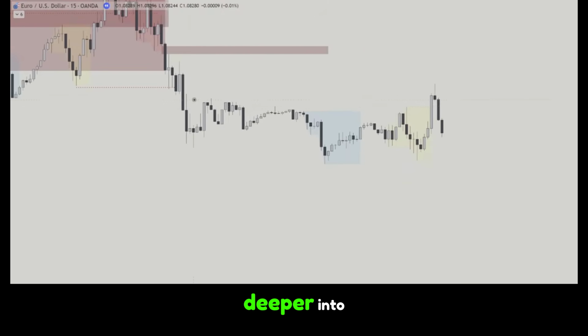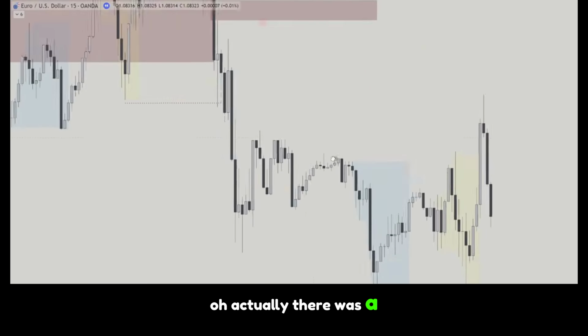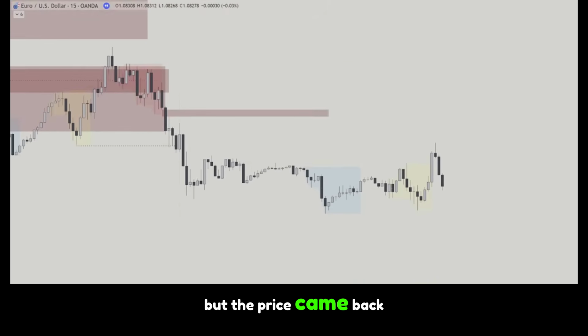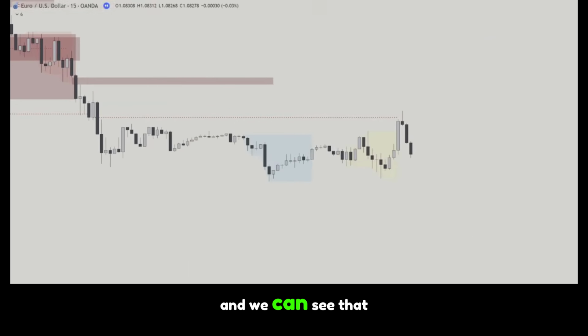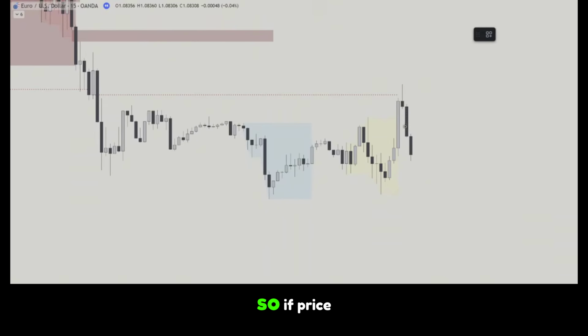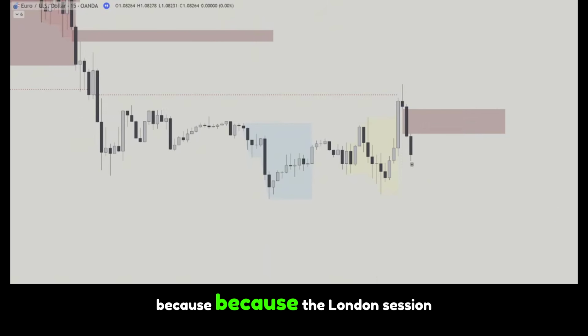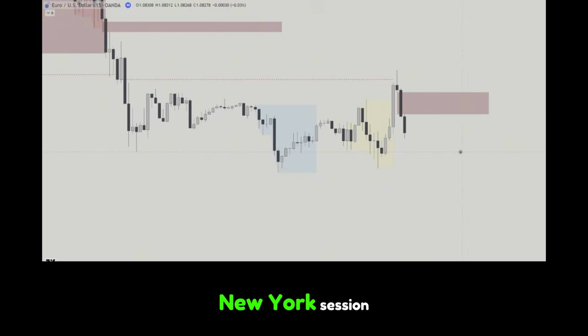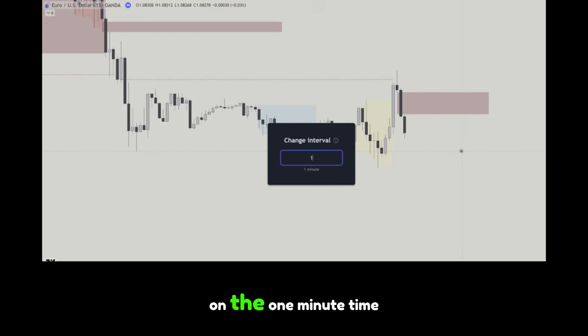And then a little bit deeper, actually it was a very small, not a fair value gap here, but the price came back to this order block right here, right? And left this fair value gap open. And we can see that we created a fair value gap here. So if price fills that fair value gap in the New York session, because then the session ended already, so if price comes to that fair value gap in the New York session, then we can take a trade from there on the 1-minute time frame.